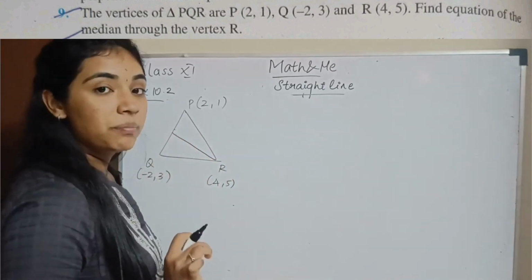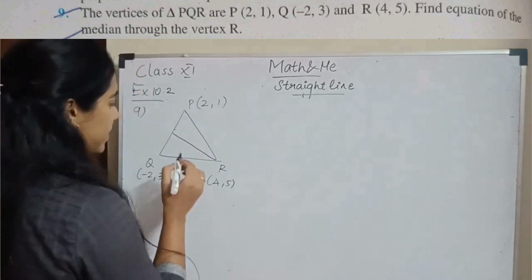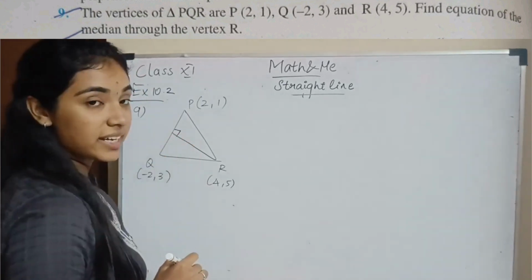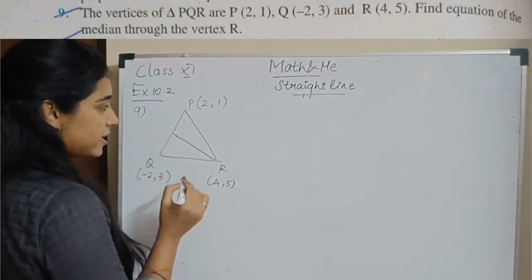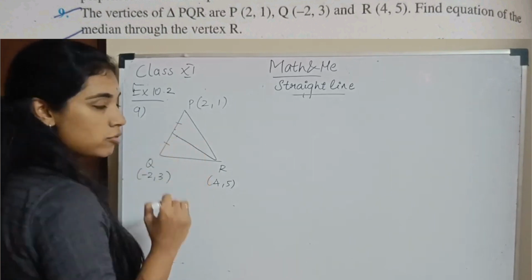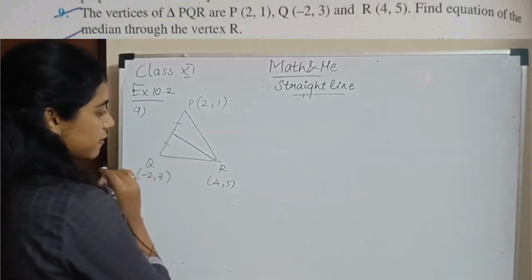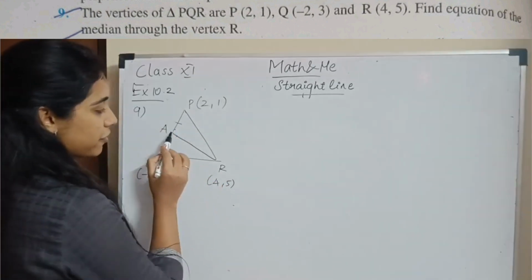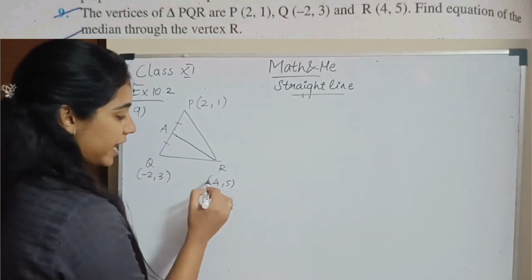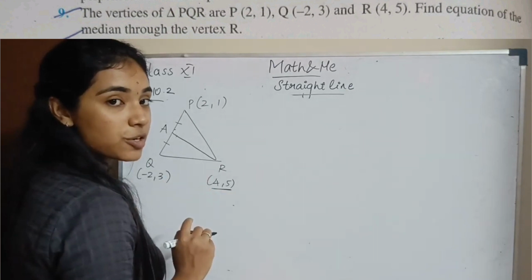So what do you know about median? What is the difference between a median and an altitude? Altitude makes an angle of 90 degree. But median does not make an angle of 90 degree, but instead it divides the line segment into 2 equal halves. So we have to find the equation of this particular line. Let me name it as RA. To find the equation of this particular line, I have 1 point. So what are the 2 ways to find the equation of RA?